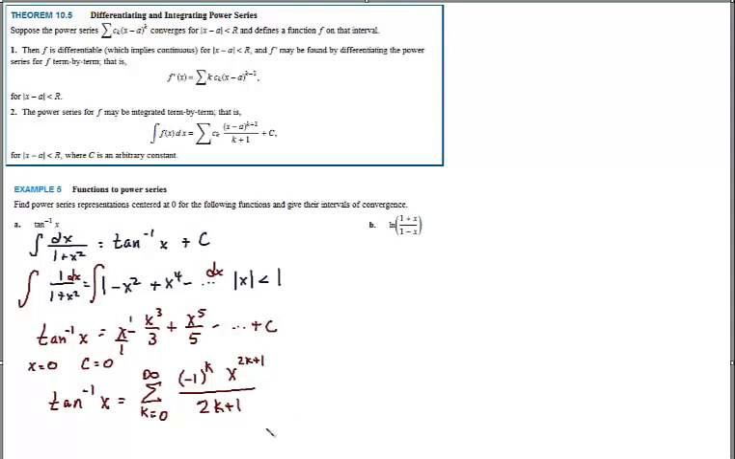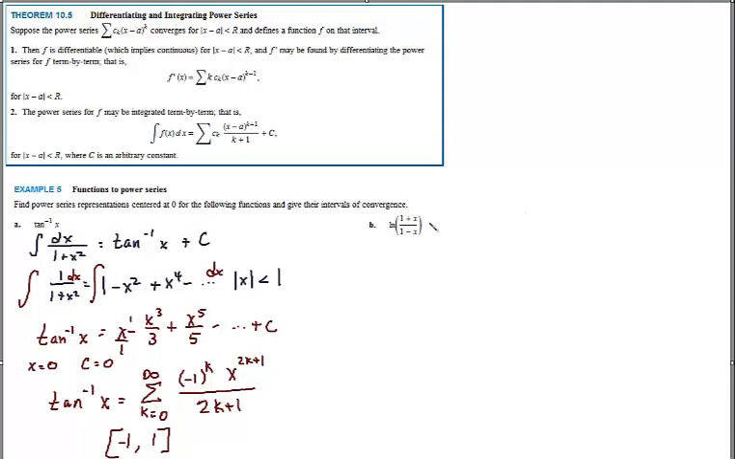I need to test the endpoints of this, see if this works, and if you test the endpoints at both 1 and negative 1, you will find that both endpoints converge, so I can say the interval of convergence is negative 1 to 1 inclusively.